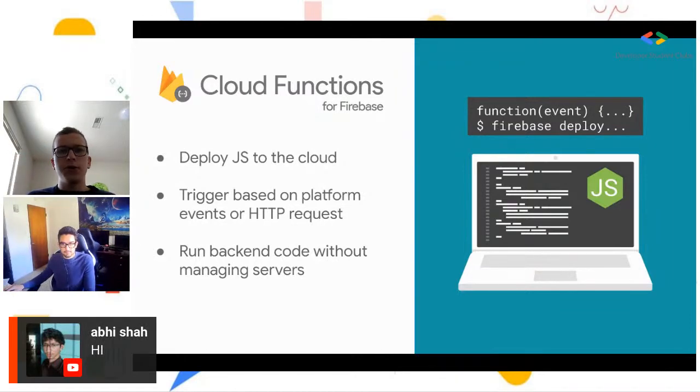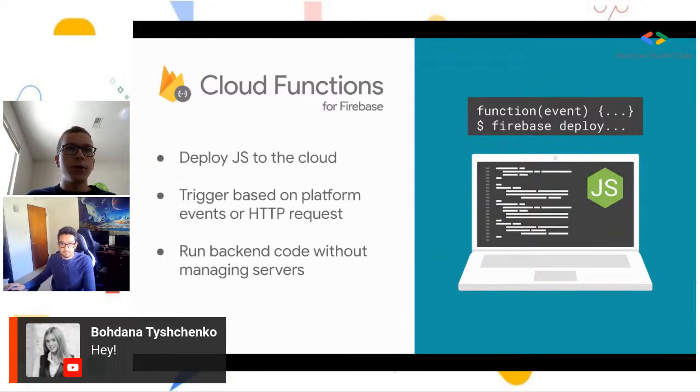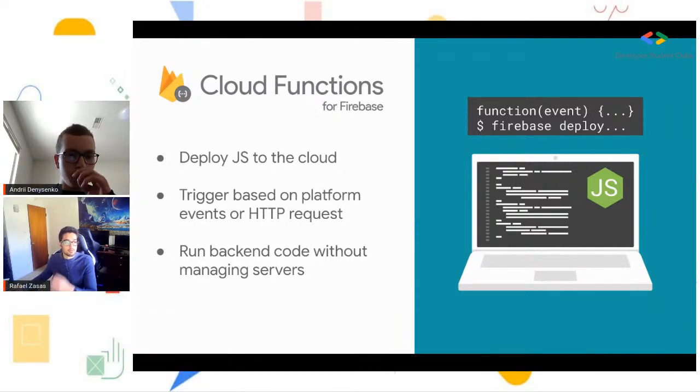You can trigger the functions, as I said, with different events. Either that's an HTTP request, or it could be basically anything. And then you can run your backend code without managing any servers, because you will see how easy it is to deploy your functions. It's literally one line of code. Then you can look at the logs when your functions are fired.